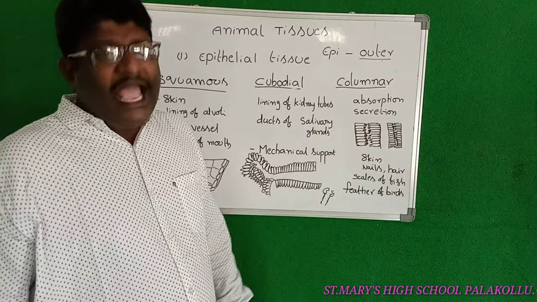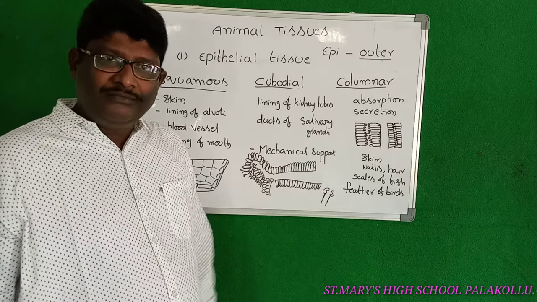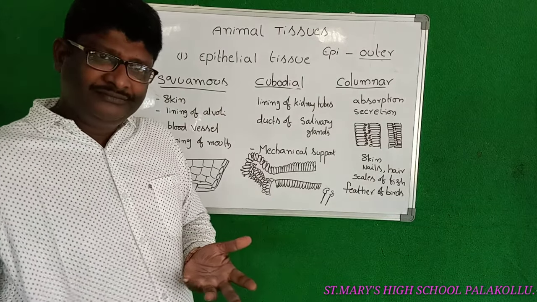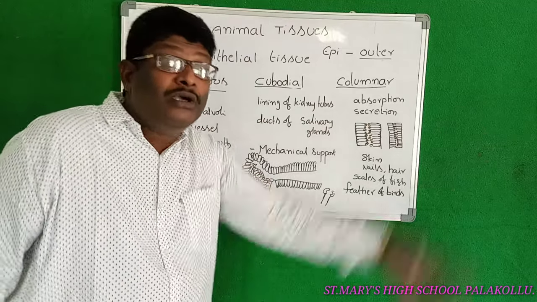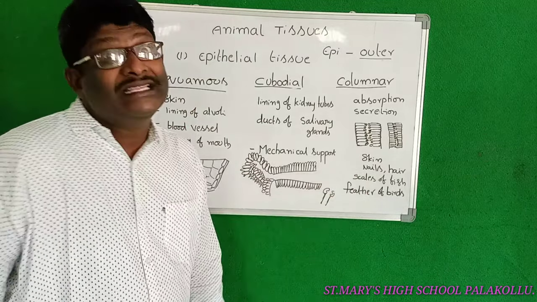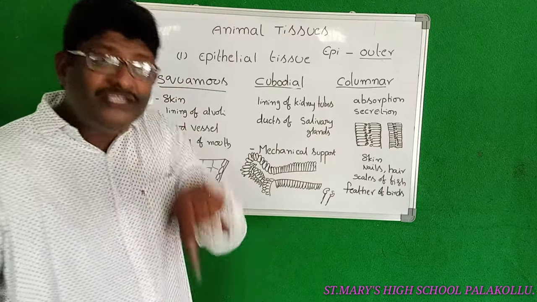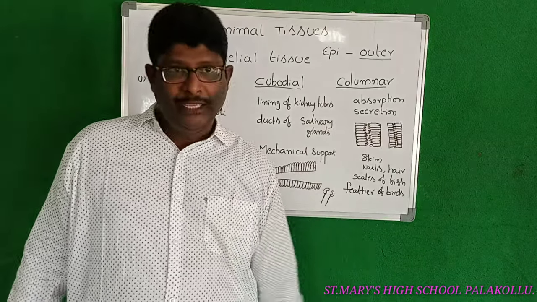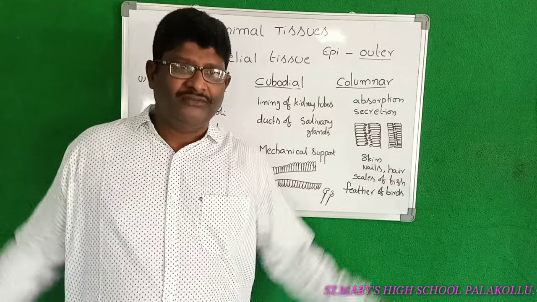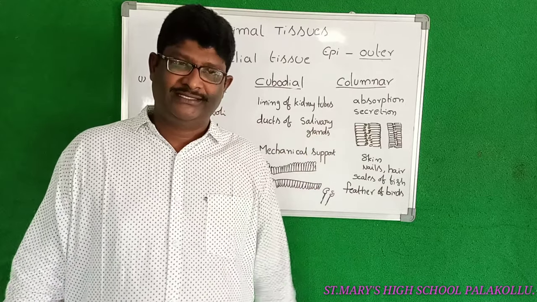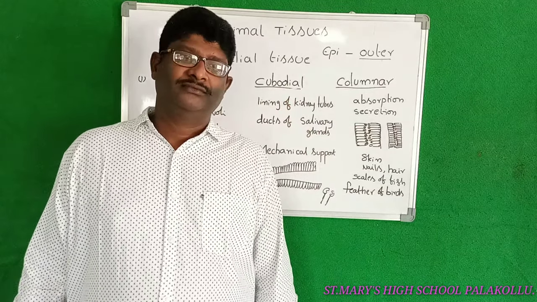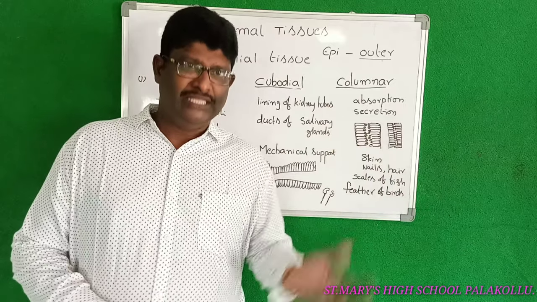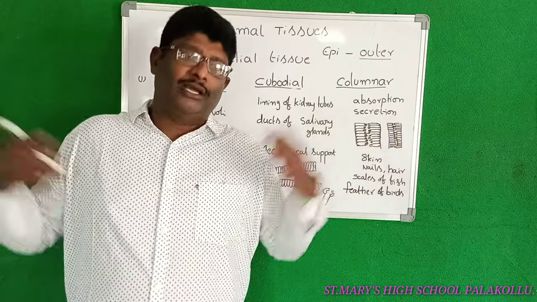Okay now. Skin is one main place where epithelial tissue is located. But nails, hair, the feathers of birds, and the scales of fish are also epithelial tissue, but that is modified epithelial tissue. What is that? Modified epithelial tissue. The feathers of birds, the scales of fishes, and nails are modified epithelial tissue. Epi means up, and thelium means covering.